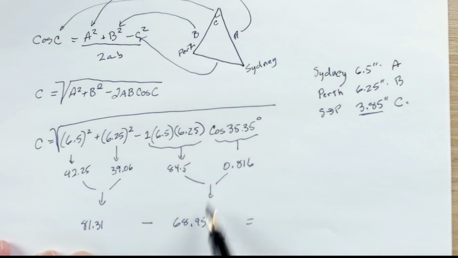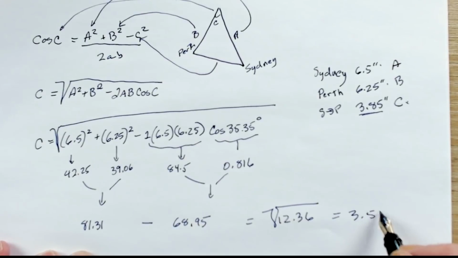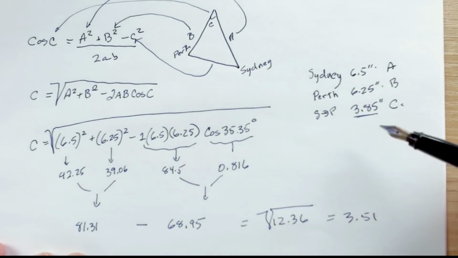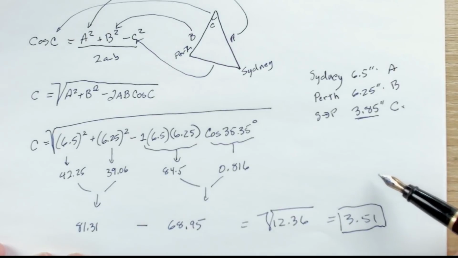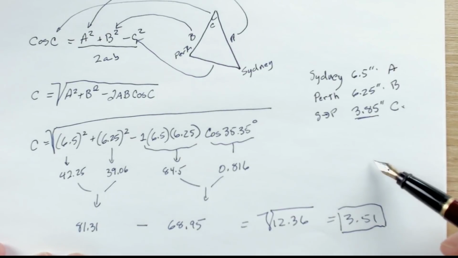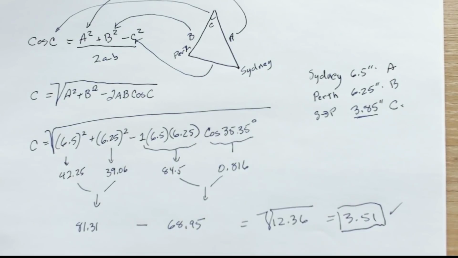This term here reduces to 68.95. So the answer is going to be 12.36. We're going to take the square root of that, and we're going to get 3.51. Now, that's a little bit different than the 3.85 we got by direct measurement, but that is the difference between calculating based on longitude and trying to measure based on a 100-year-old map that has limited accuracy in that part of the world. That right there is the most reliable distance.